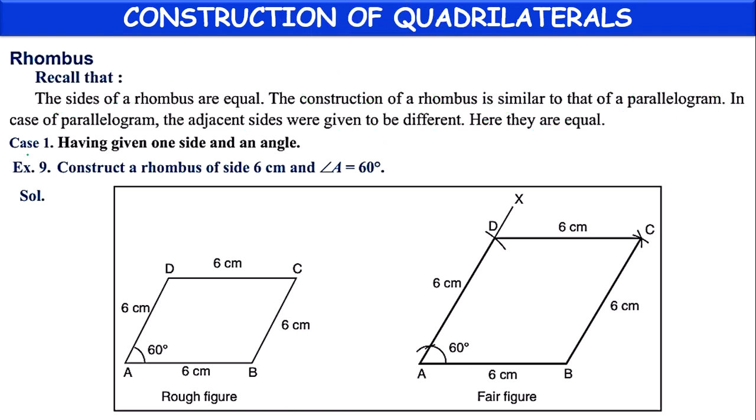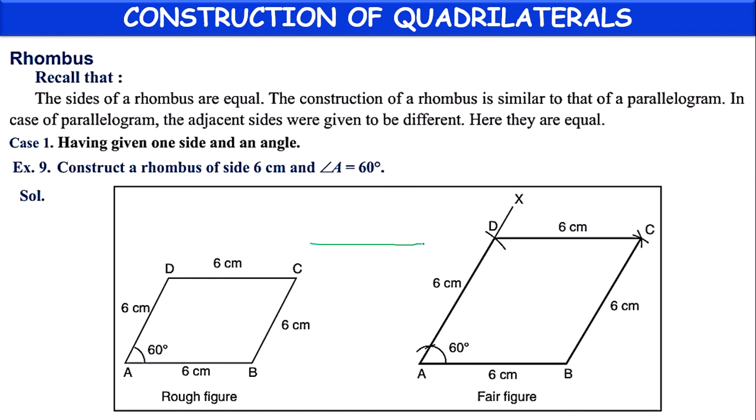So here, children, case 1, having given one side and an angle. Construct a rhombus of side 6 cm, angle A 60 degrees. One side 6 cm given means all sides are equal to 6 cm. As per this rough diagram, all sides are equal to 6 cm. One angle at A equals 60 degrees.